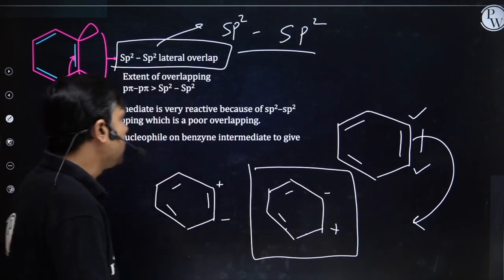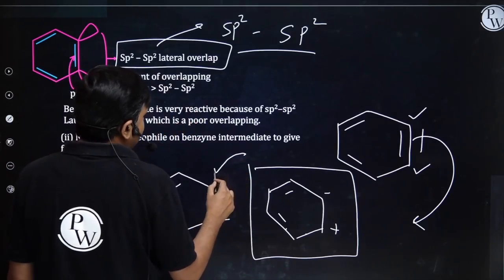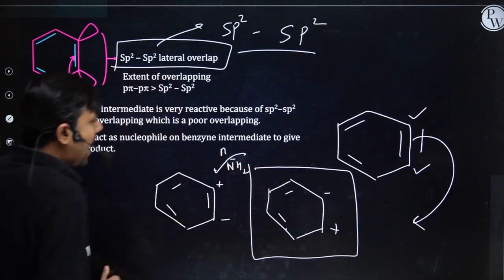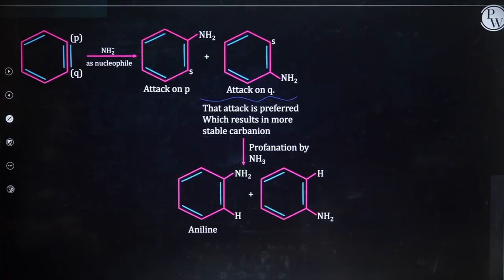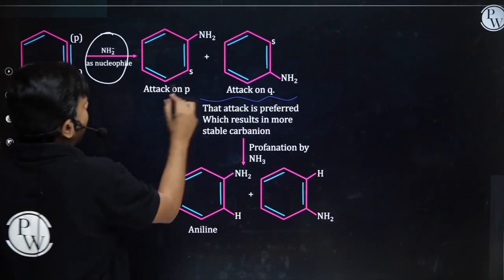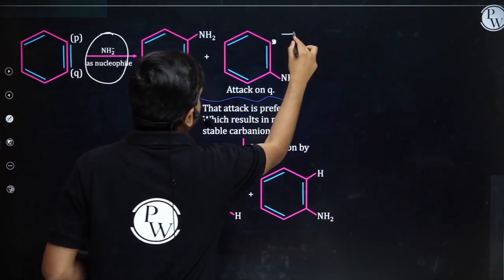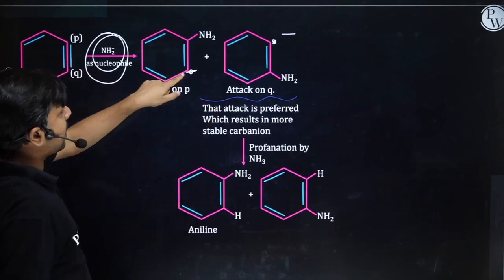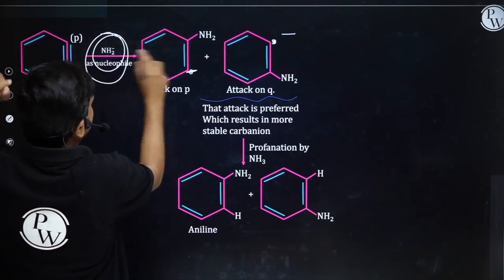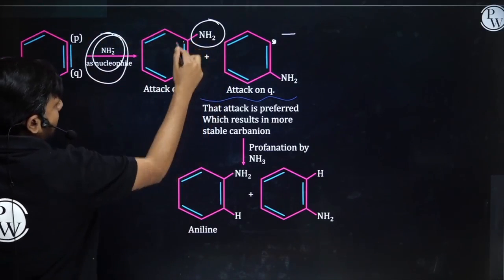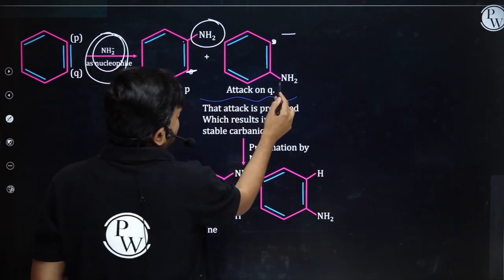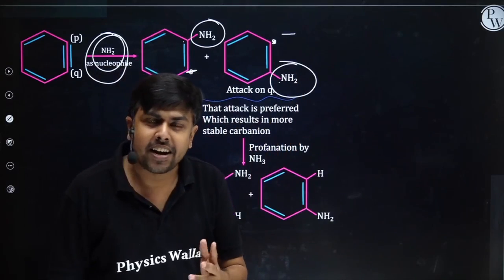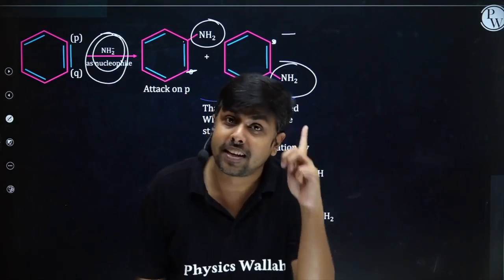Am I clear? Now, on this carbocation, the nucleophilic part NH2 minus will attack, right? As soon as it attacks, see, now this NH2 minus will attack. Here I have a negative charge, here I have a negative charge. This NH2 minus will attack the positively charged carbon. So if it's attacking here, I will have the formation of NH2 here. If the positive charge is here, then I will have the attack of NH2 minus on this carbon, right? Here you need to check the stability.